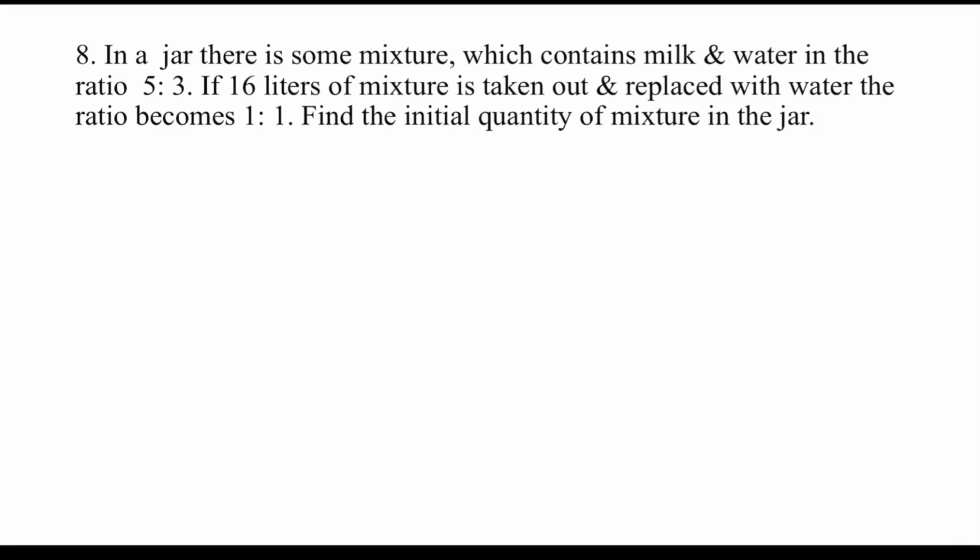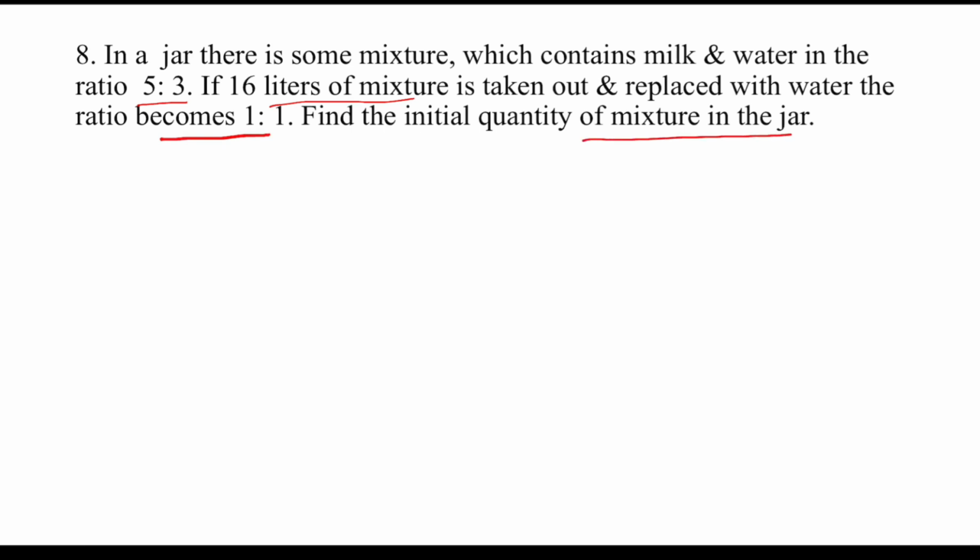In a jar there is some mixture which contains milk and water in the ratio 5:3. If 16 liters of mixture is taken out and replaced with water, the ratio becomes 1:1. So find the initial quantity of mixture in the jar. It is same like the previous problem.